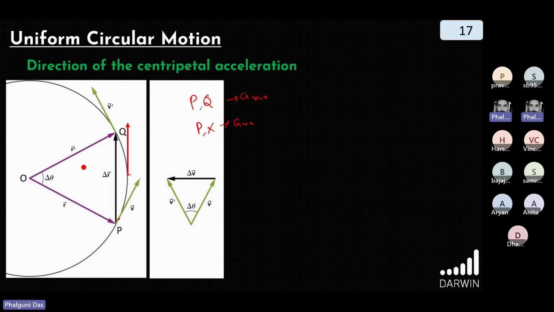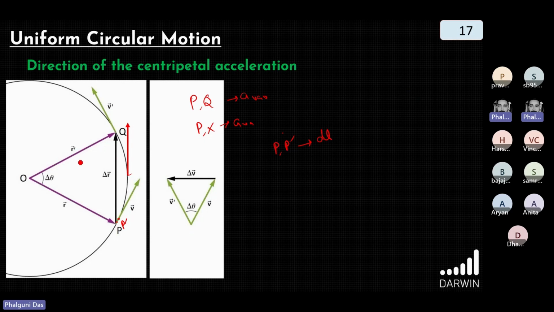But what if we consider a point that is very close to P? So if we consider a point that is very close, that is we are considering two points, P and P prime, that are very close. Almost close means the time to move from P to Q will be very small, that is dt. So in that case, what happens? The average acceleration converts into instantaneous acceleration. But the point is it still points towards the center. So average acceleration as well as instantaneous acceleration, they both point towards the center.